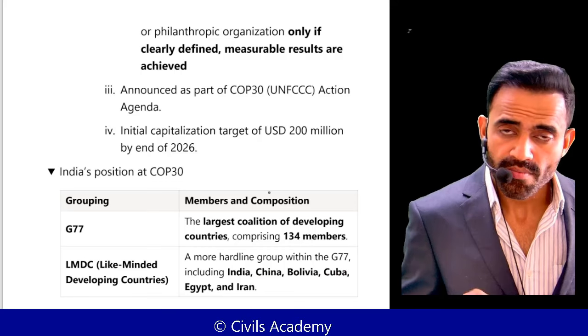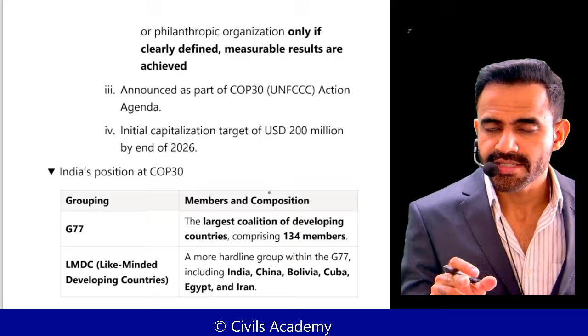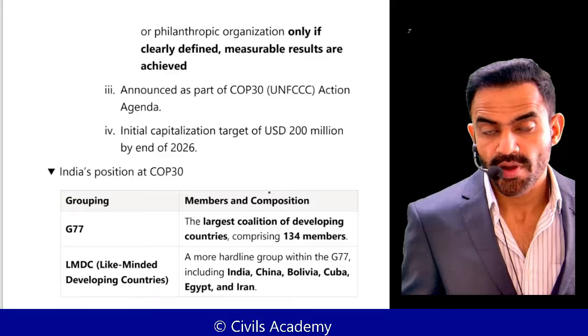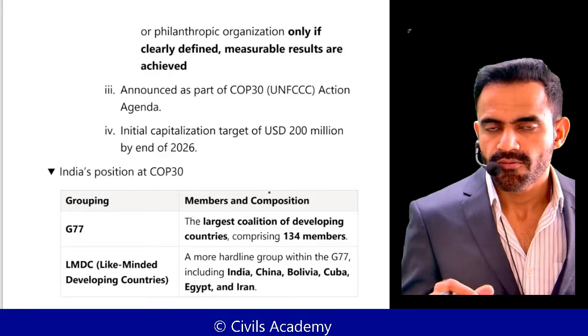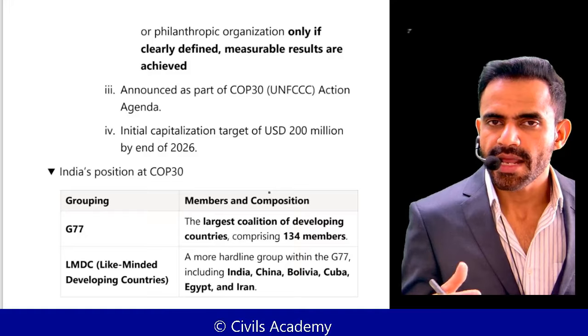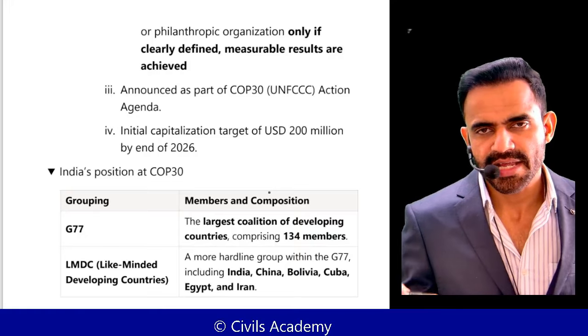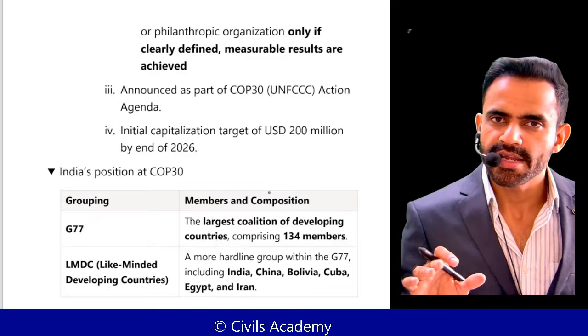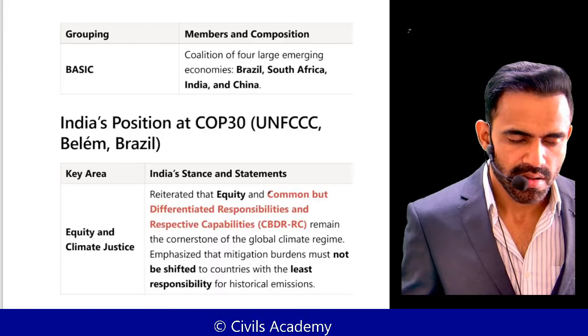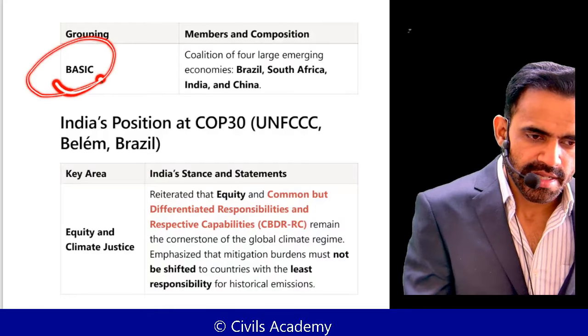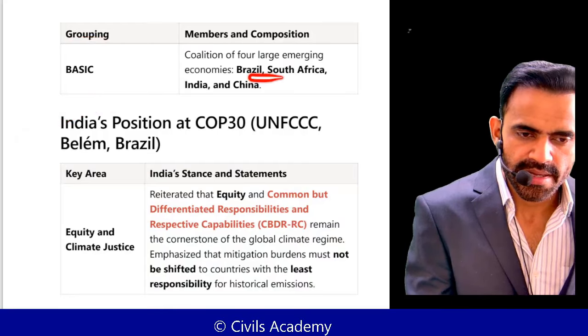It is a grouping of countries including India, China, Bolivia, Cuba, Egypt, and Iran. Understand, when it comes to climate change, India and China both have the same stance. When it comes to climate change, they are together. For example, there is a carbon border adjustment mechanism, a carbon tax by the European Union. Both India and China oppose that. Then there is another grouping, BASIC. The name itself is self-explanatory. Brazil, South Africa, India, and China.